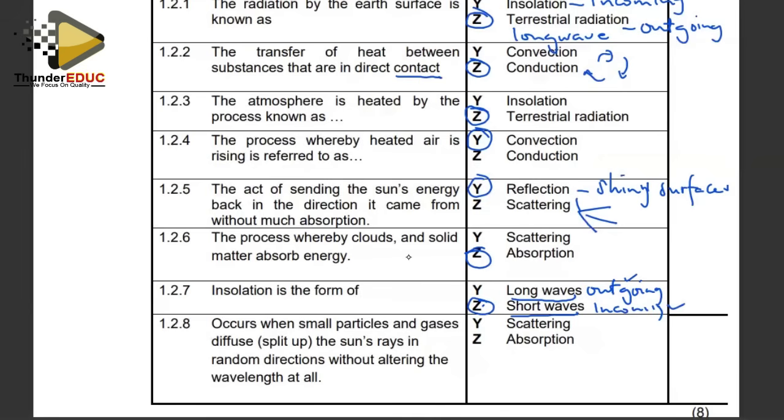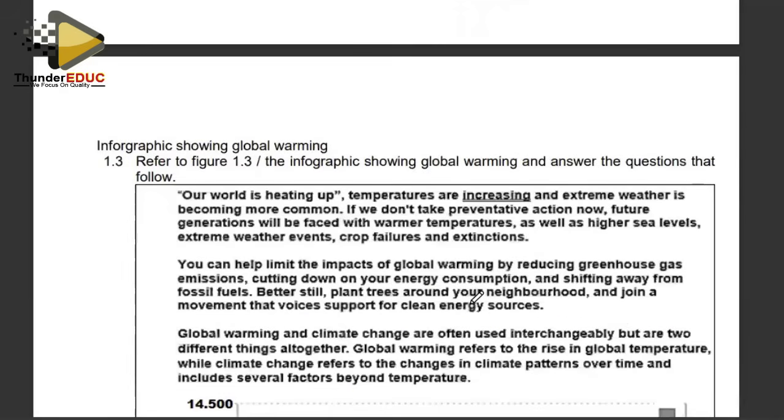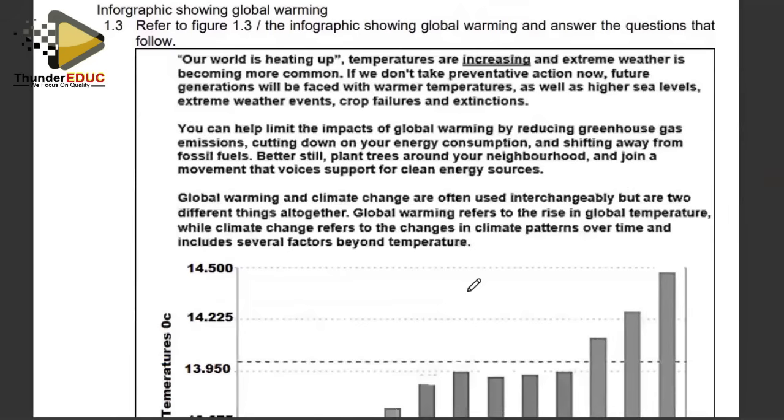Right. Number 1.2.8 says it occurs when small particles and gases diffuse or split up the sun's rays in random directions without altering the wavelength. I've talked about that. That is scattering. Right. That takes us to the end of question 1.2. We move on to question 1.3.